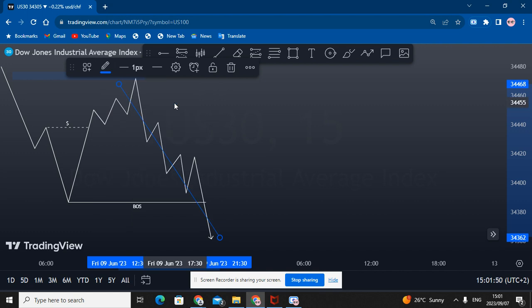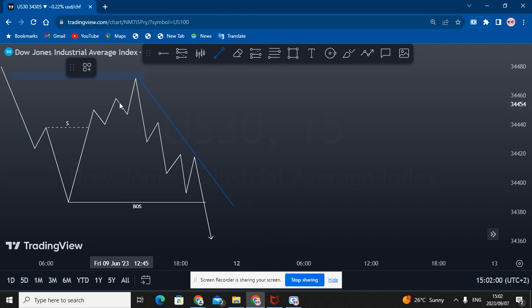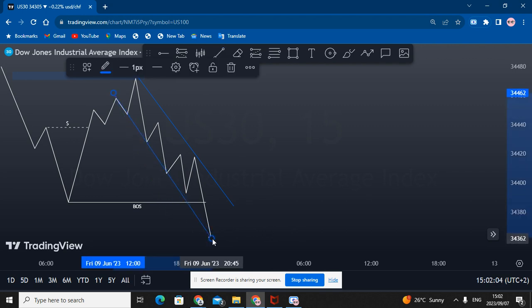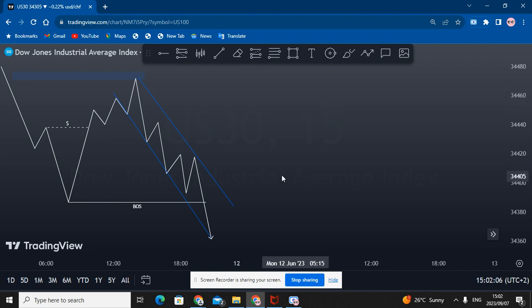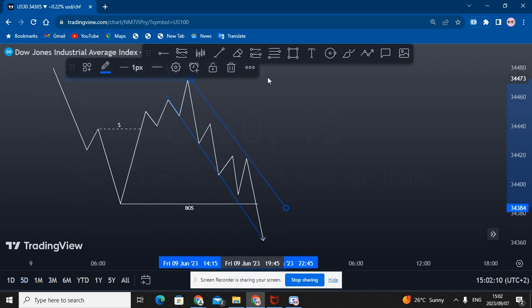Let me just change that to blue. So we need to understand what happened in this leg in order to understand where we're having our order block, where we're having inducement, and where we're having liquidity. So our focus will be mainly on that leg, right? Let me delete that. I just wanted to highlight the leg.